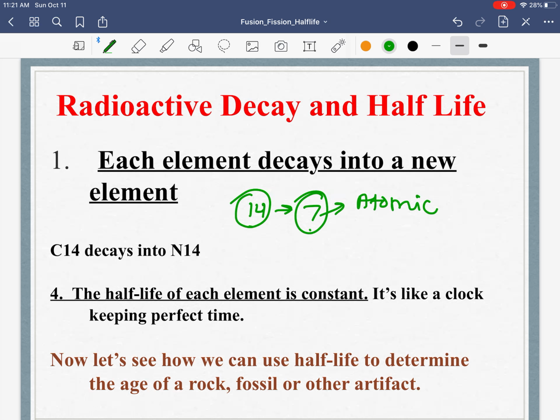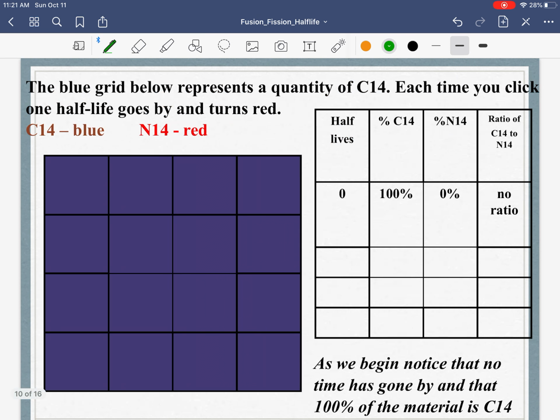The half-life of each element is constant. So if it takes 10 minutes for one half-life to occur, even if you have half of the molecule there, it's still going to take 10 minutes for it to happen again. So there's practice on the other one that we'll look at.